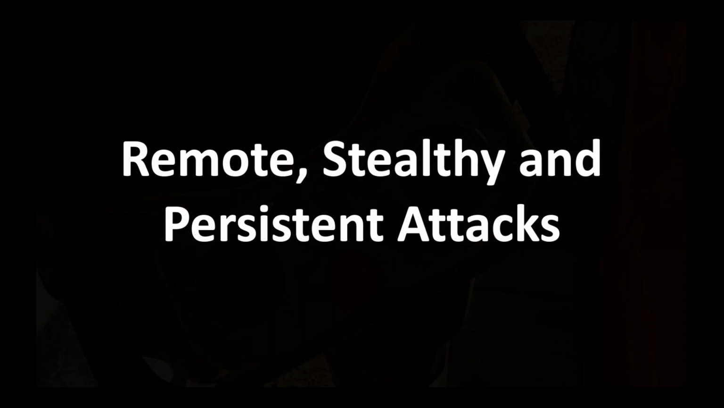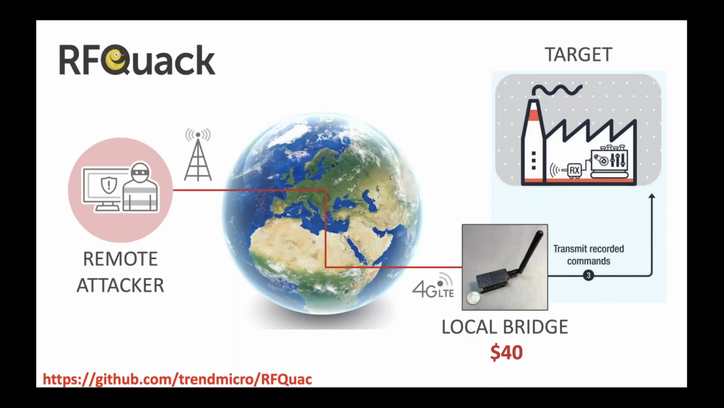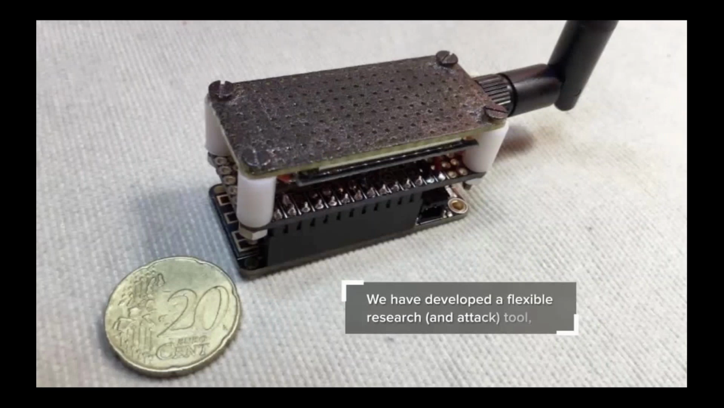So here we have a tool that we built custom called RFQuack. You can go to github.com/trendmicro/RFQuack and find all the information you want about it. We've actually done a little bit more work on this tool set since then, but the idea here is we have a remote attacker through a 4G LTE connection, then can transmit and communicate to this. In total, the cost to build one of these is around $40. And here's a little video that we've put together about how it operates.